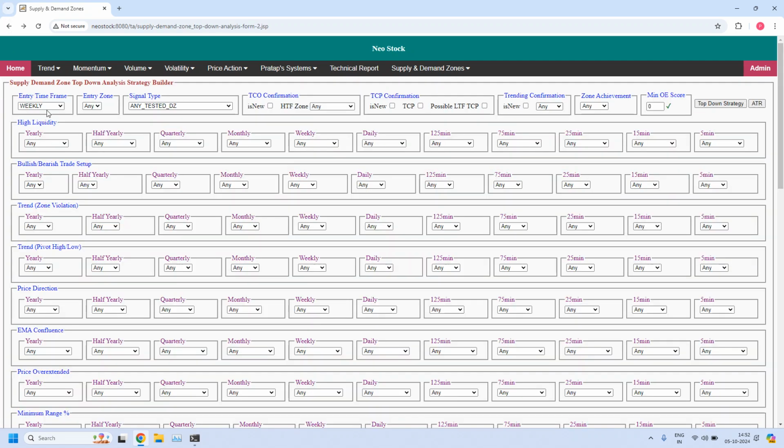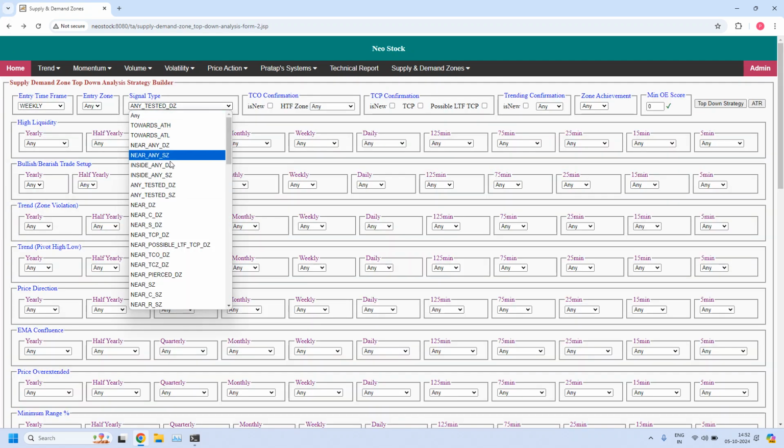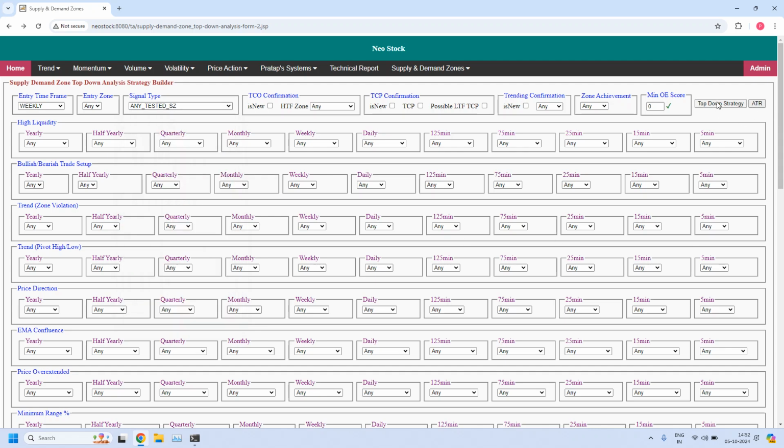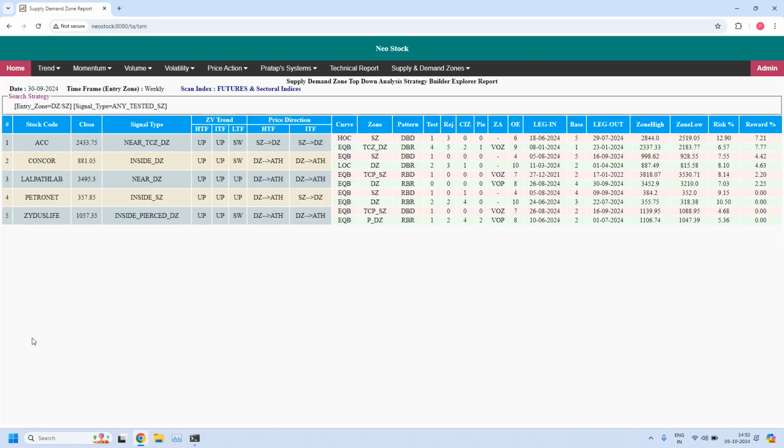So next report for weekly time frame. Let us find the stocks that tested the supply zones during this week. Weekly supply zones tested. So these 5 stocks having weekly supply zones are tested during this week.